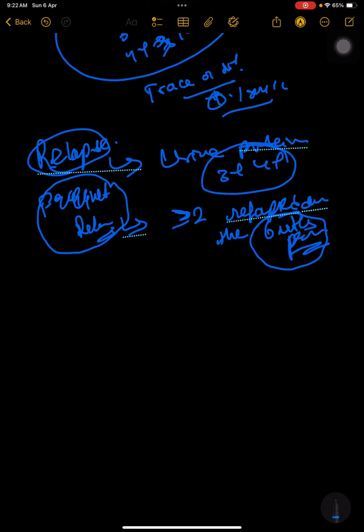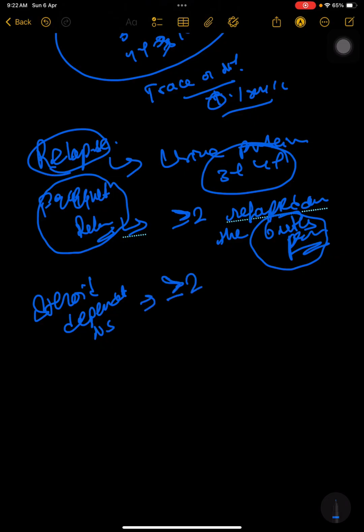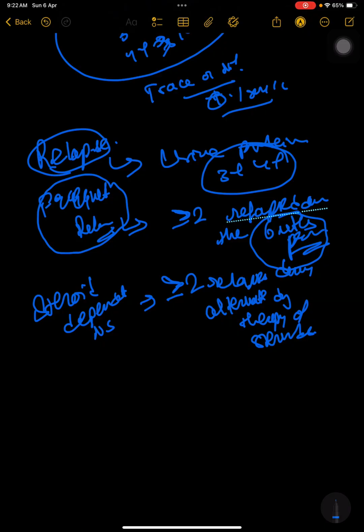Now we talk about steroid dependent nephrotic syndrome. So what is steroid dependent nephrotic syndrome? More than or equal to 2 relapses during alternate day therapy of steroid. Okay. So more than or equal to 2 relapses during alternate days.